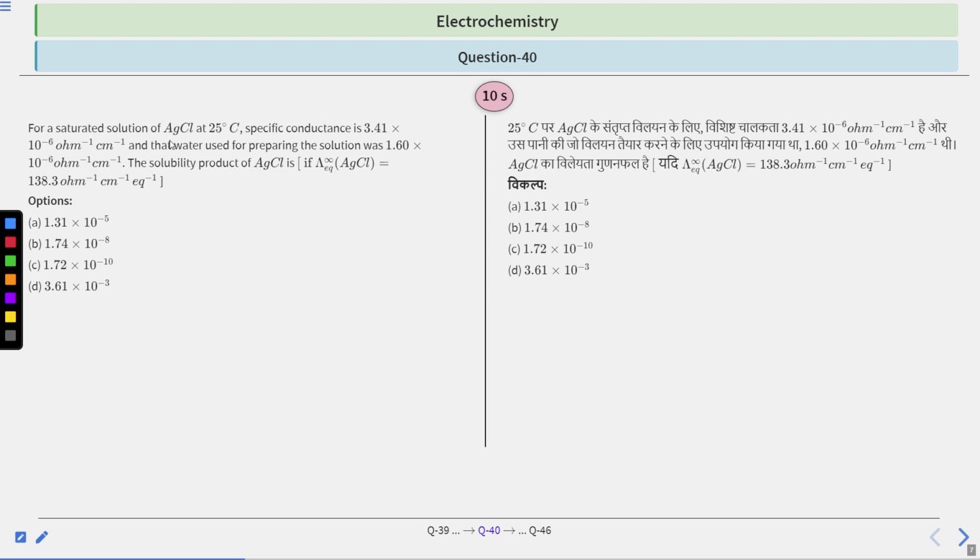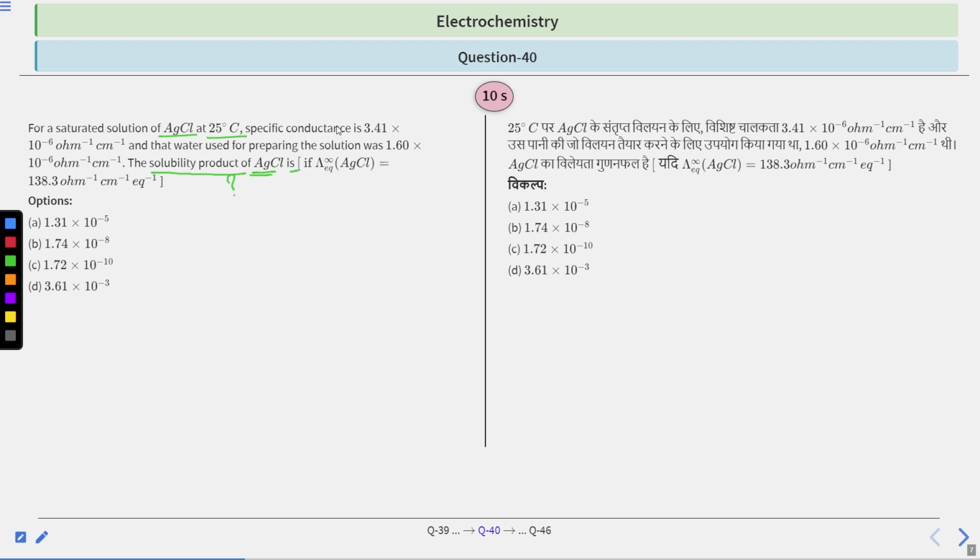For a saturated solution of AgCl at 25 degrees Celsius, the specific conductance is 3.41 times 10 to the power minus 6 ohm inverse centimeter inverse, and that of the water used for preparing the solution was 1.6 times 10 to the power minus 6 ohm inverse centimeter inverse. The solubility product of AgCl is? So we are asked the solubility product of the AgCl compound. We are given lambda infinity equivalent of AgCl as 138.3 ohm inverse centimeter inverse equivalent inverse.